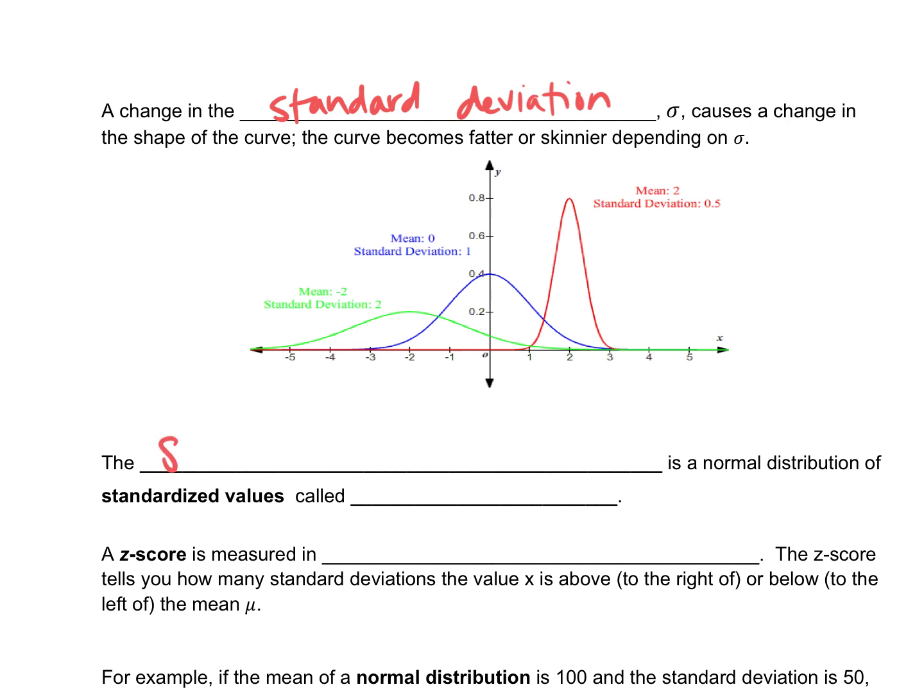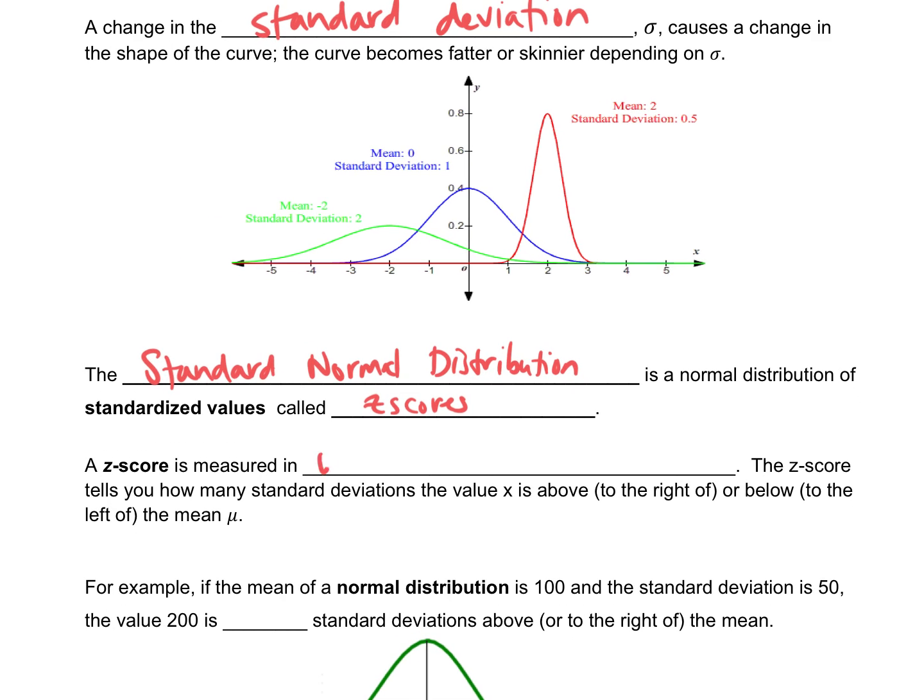The standard normal distribution is a normal distribution of standardized values called z-scores. So whenever we were talking about z-scores, those come into play here. A z-score is measured in units of the standard deviation. The z-score tells you how many standard deviations the value is above or below the mean. Remember, positive means it's to the right, negative means it's to the left.